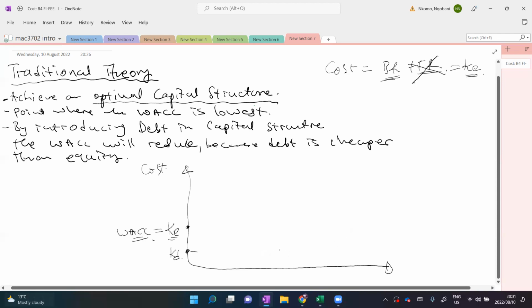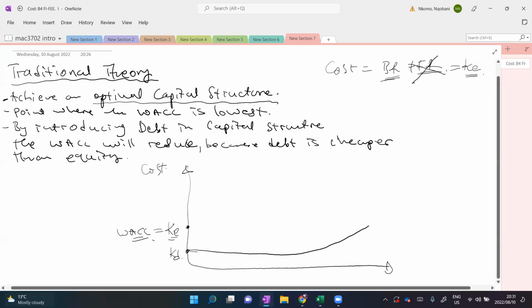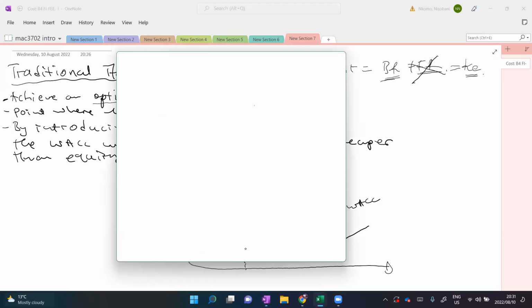Let me draw it like this. Right, then it will go up. You see it is going up there. Because if you have too much debt at the end of the day, your cost of equity will be high because you'll be having too much financial risk. Now, if you introduce debt in the capital structure, it will cause the weighted average cost of capital to go down. But if you put too much debt, obviously, the WACC is going to increase. So the traditional theory states that the entity will be able to achieve this point. Do you see this point? This is the lowest point in your capital structure.